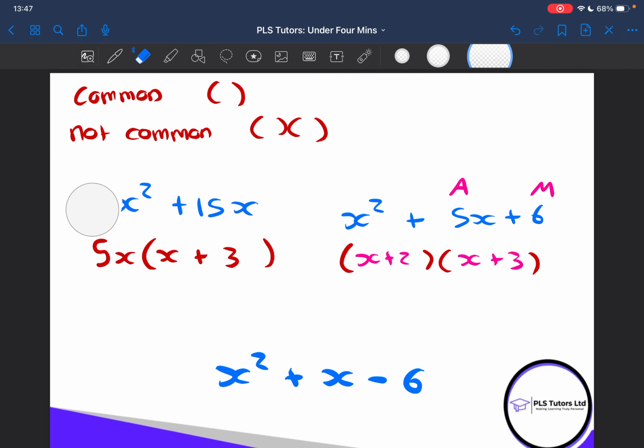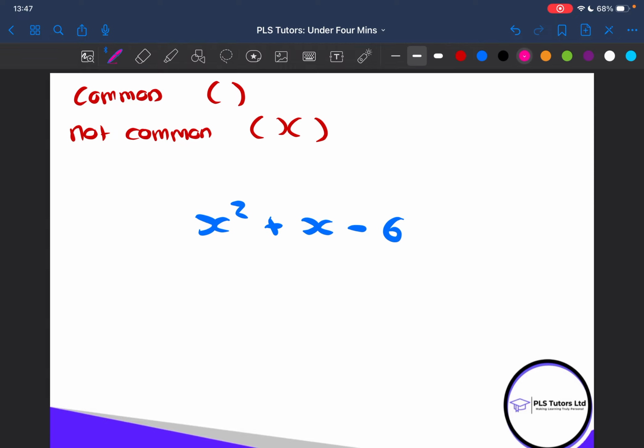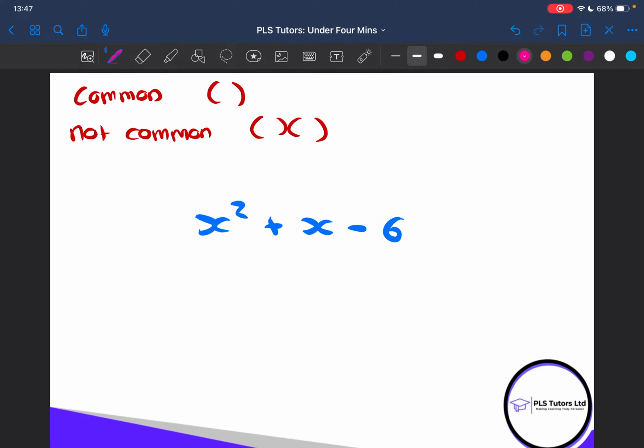Okay, so what do we do for the last one when it's a minus? Well, when it's a minus, you stick to your method. Do they have anything in common? Well, we've got an x and an x, but this one doesn't have an x. So there's nothing in common. So it's going to be two brackets, meaning we need numbers that add to 1. Remember, when it's just x, that technically means 1x. So adds to 1, multiplies to minus 6.